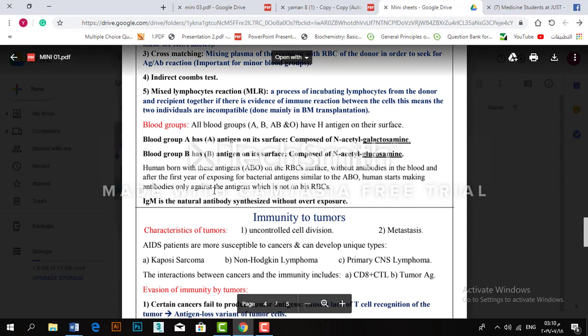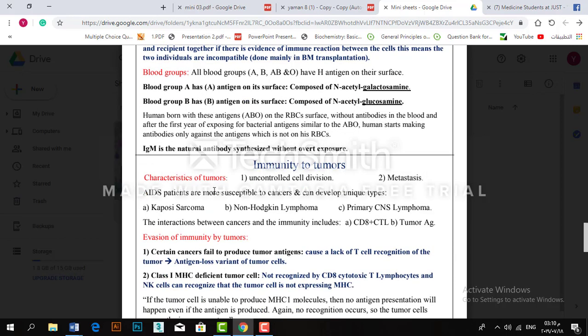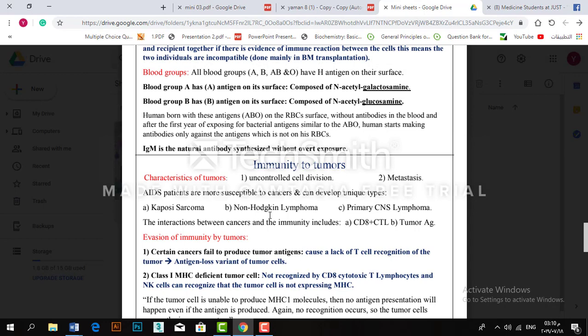Okay, humans are born with these ABO antigens on their red blood cell surface without antibodies in the blood. After the first year of exposure to bacterial antigens similar to the ABO, humans start making antibodies only against the antigens which are not on their red blood cells. The first immunoglobulin produced, IgM, is synthesized without any exposure to any antigen.